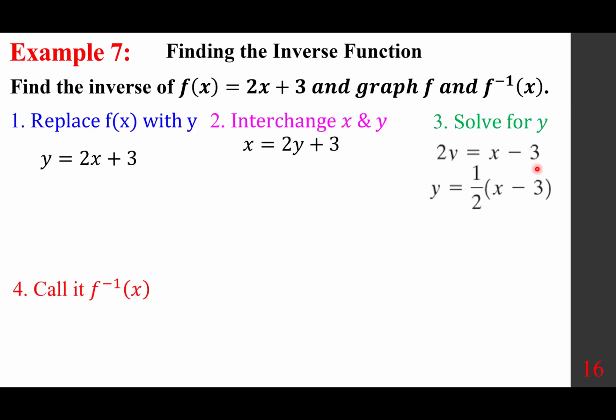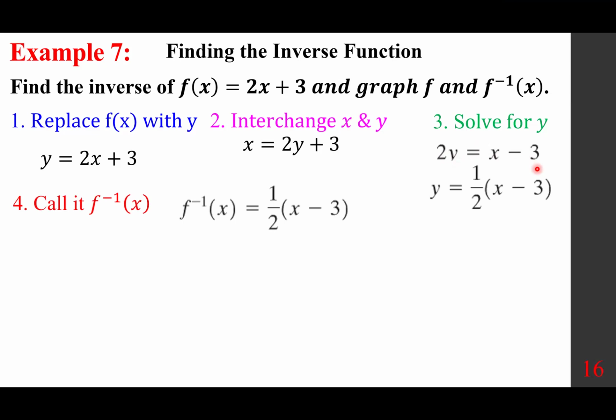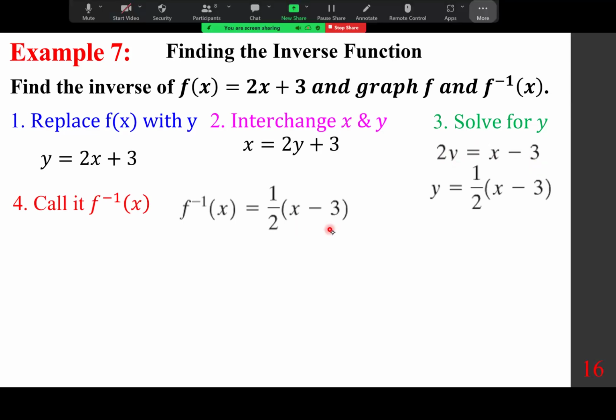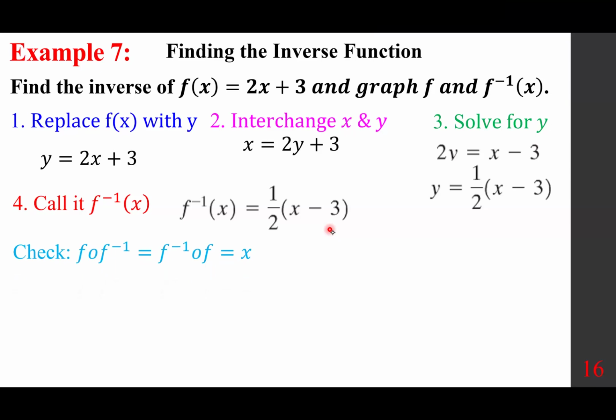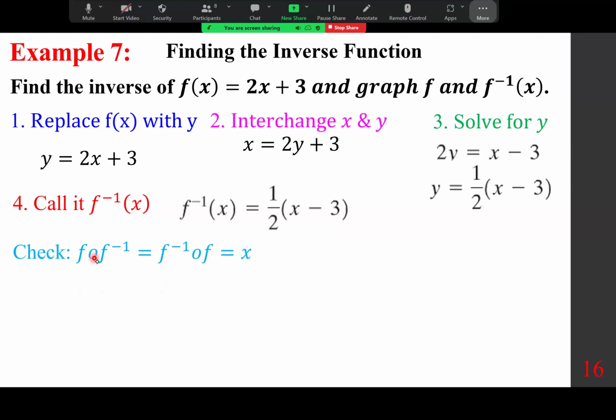Now, give it a name, f inverse. So therefore, f inverse of x is 1/2 (x minus 3). Let's check. To check, we have to find a composite function, either f of f inverse or f inverse of f. We don't have to do both. One is enough. But for the sake of argument, we're going to do both for this example. So if we want to go with f of f inverse, we are going to replace this x with f inverse. So replace this x with half of x minus 3.